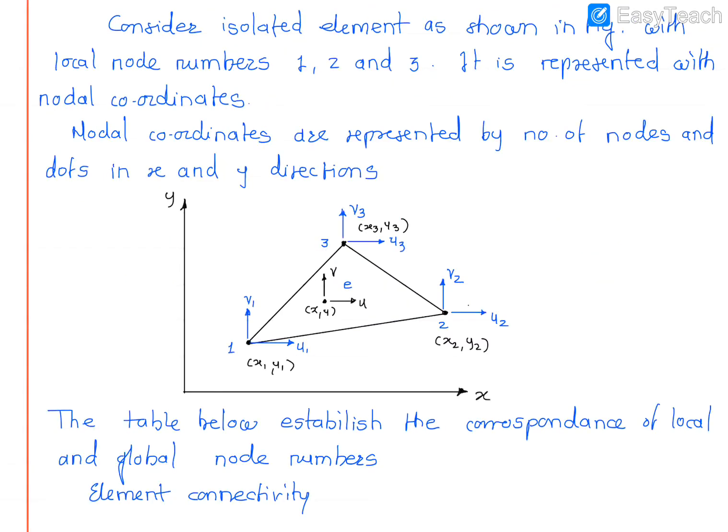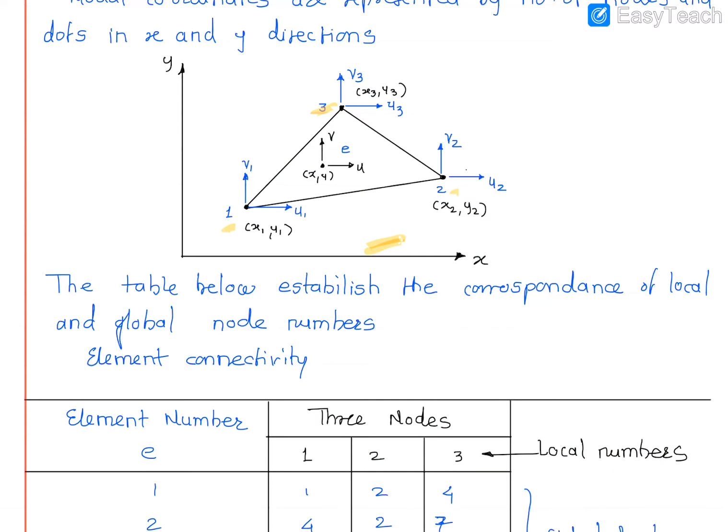Now here we can understand how the element connectivity table is prepared. We will consider one isolated element as shown in the figure, which has node numbers 1, 2 and 3. The nodal coordinates are represented by the number of nodes and degrees of freedom in x and y direction. So here you can see u1 v1, u2 v2, u3 v3 are the displacements at node 1, 2, 3 respectively. That means node numbers 1, 2 and 3 will form the element which is numbered as 1.